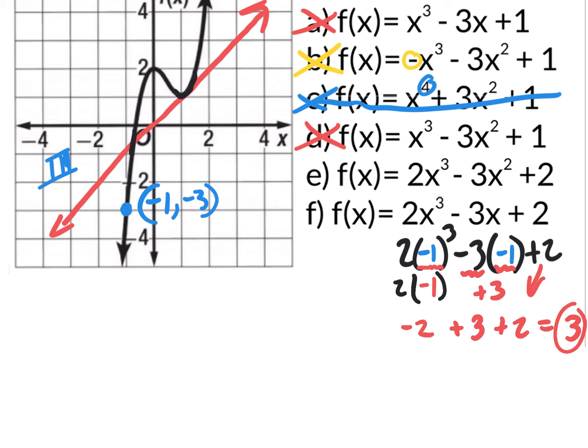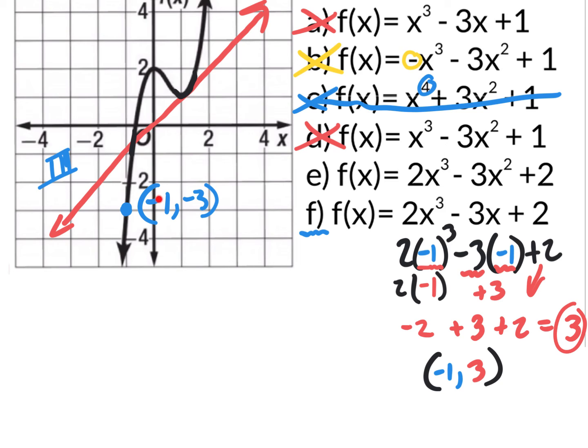So what does this mean? That the input -1 on option F should give us the output 3. And we know that the coordinate (-1, 3) is not part of this graph. So this answer doesn't work. In other words, it's not (-1, -3).